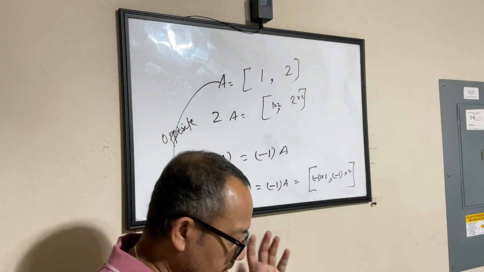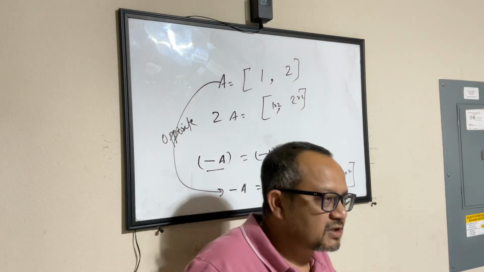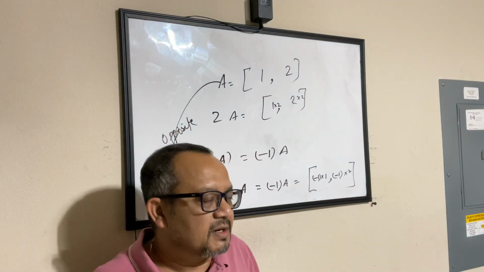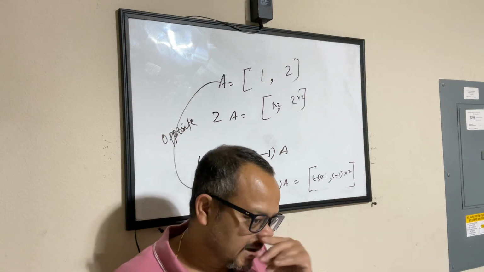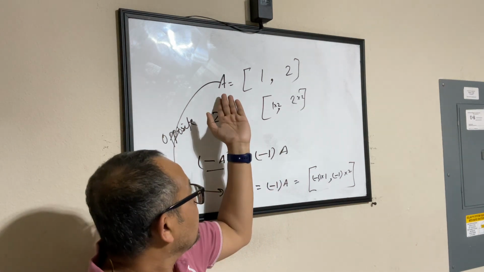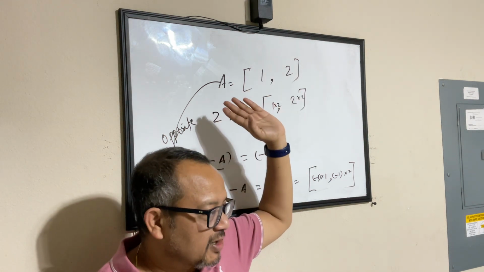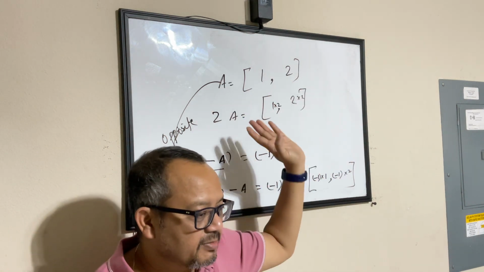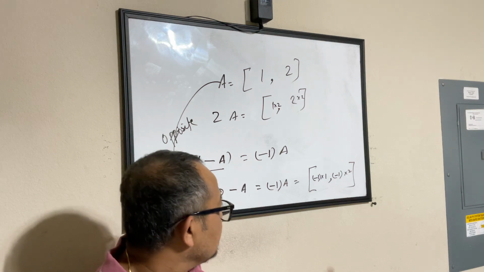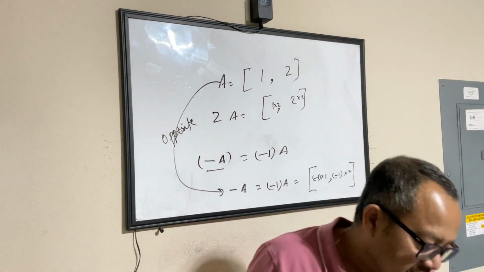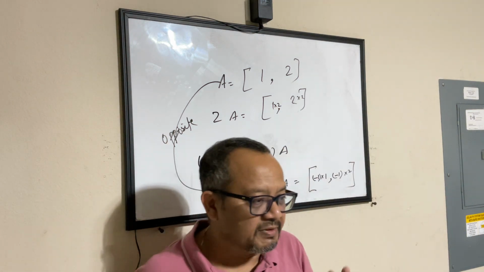So in simple terms, the opposite of a matrix simply means multiply that by -1. As simple as that. If your matrix terms are negative, they will become positive. Whichever is positive will become negative, whichever is negative will become positive.